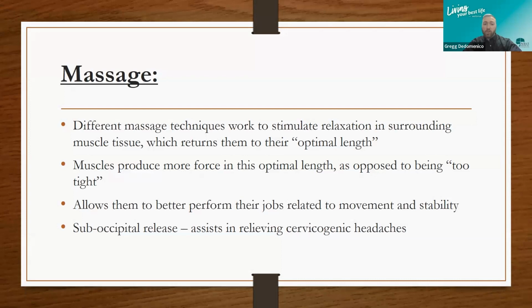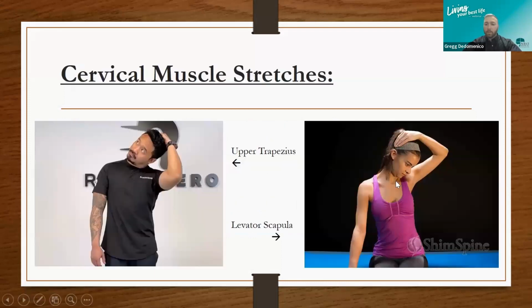One other sort of niche massage technique I listed at the bottom is called a suboccipital release. This is to address those cervicogenic headaches that I mentioned before. You can place a firm, sustained pressure in this area just below the back of the skull. And sustaining that over a period of time stimulates that area of the muscle to relax, thus allowing that tension on the nerve to be eased and preventing that cervicogenic headache from happening.